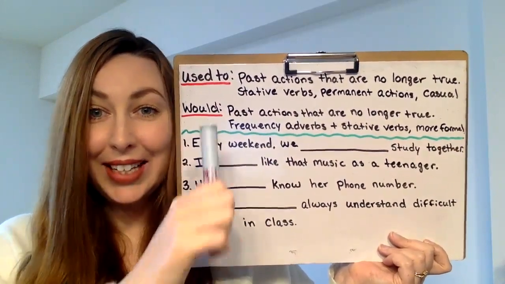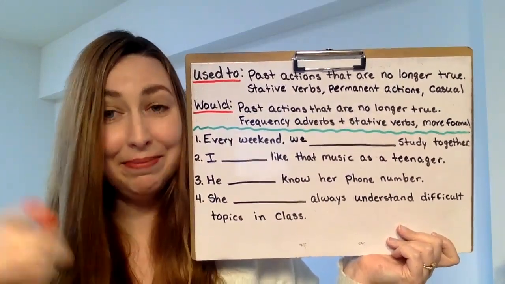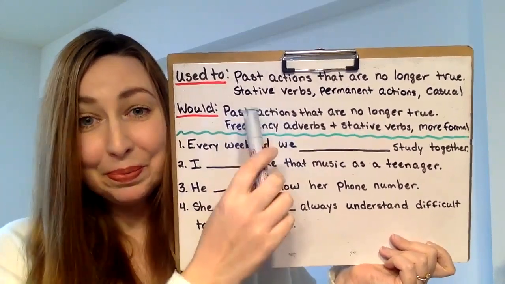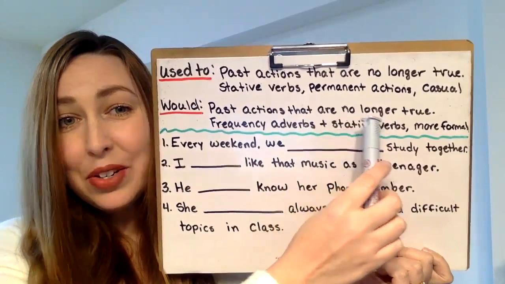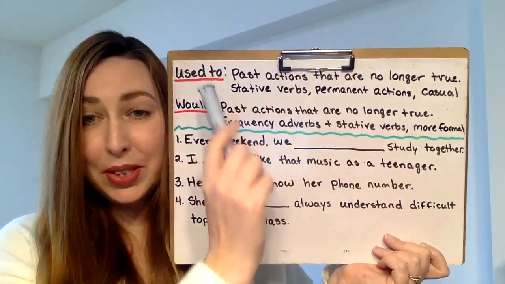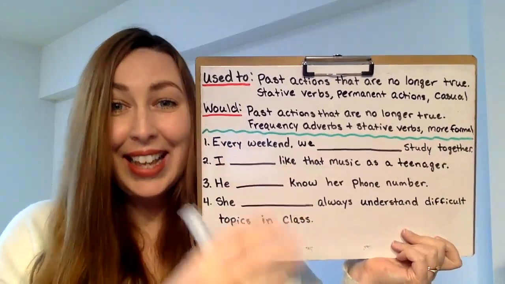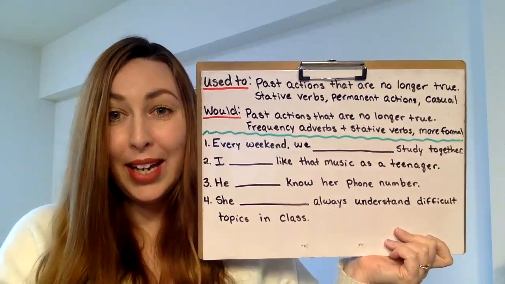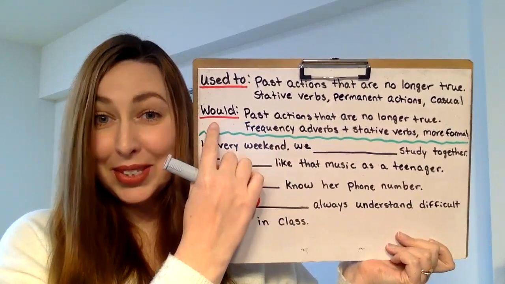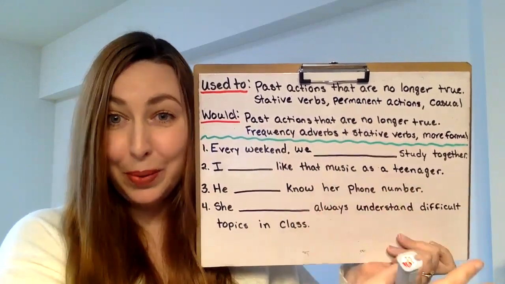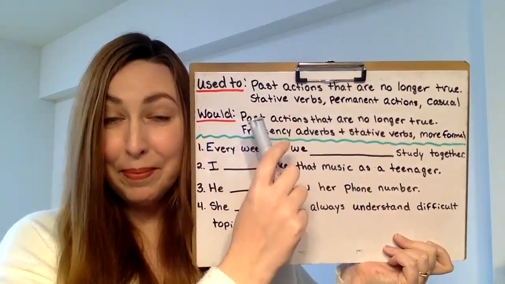Now let's look at would. Would. Are they the same? Can we use them in the same ways? Well, we use would for past actions that are no longer true. So same as used to. So habits that you used to do that you no longer do, okay? So in our example, I used to go fishing every weekend. We could also say, I would go fishing every weekend. That is totally okay. We can use either of them in that sentence.